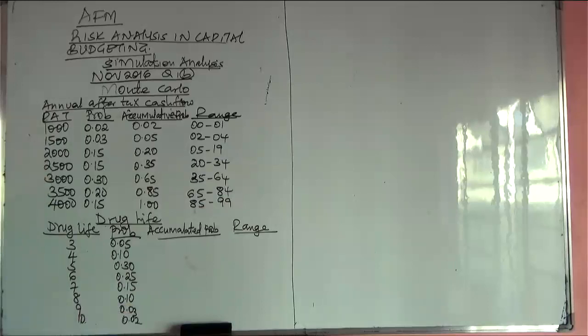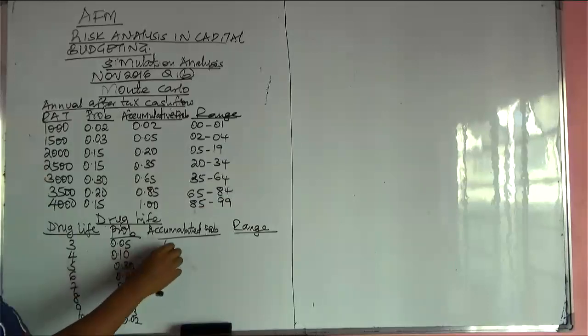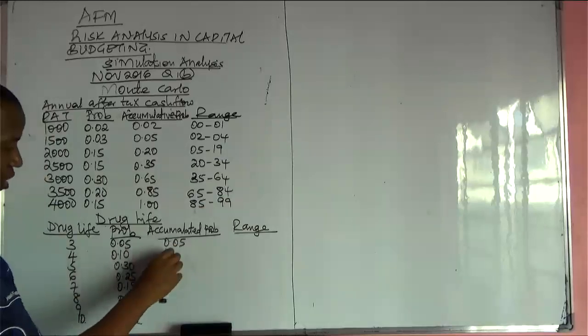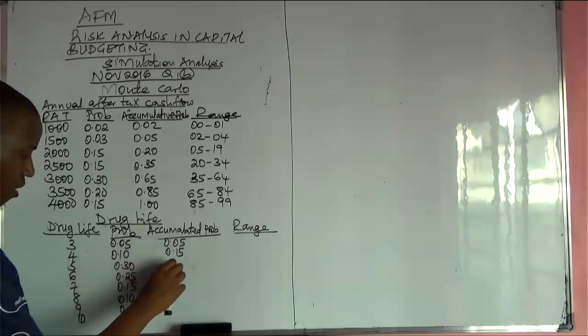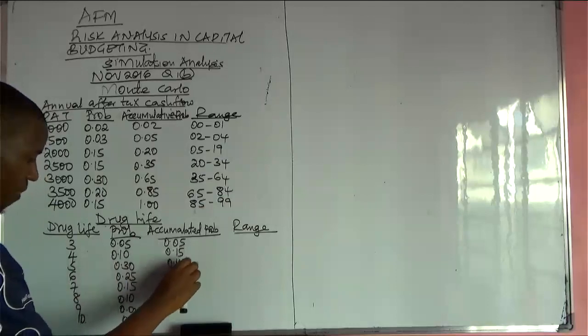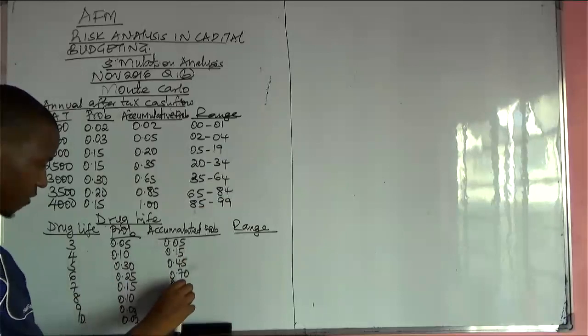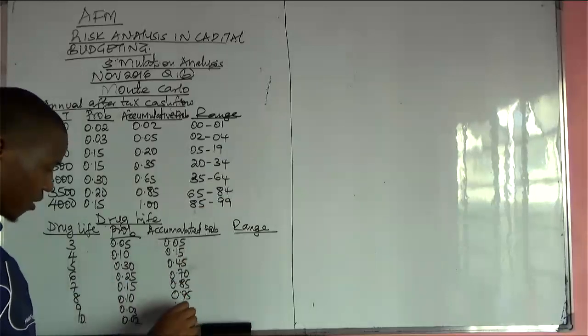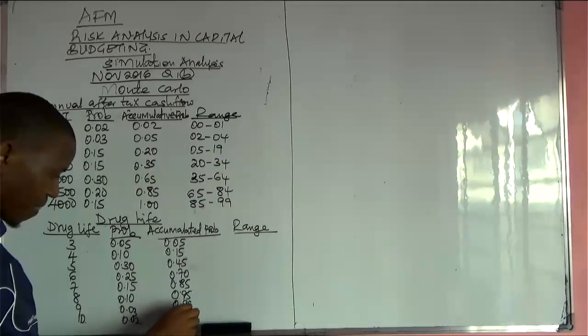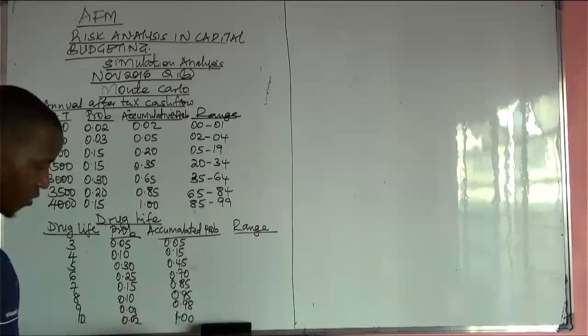Get the summation, the cumulative. This is 0.05, 0.1, 0.4, 0.7, 0.8, 0.9, 0.9, and then 1.00.